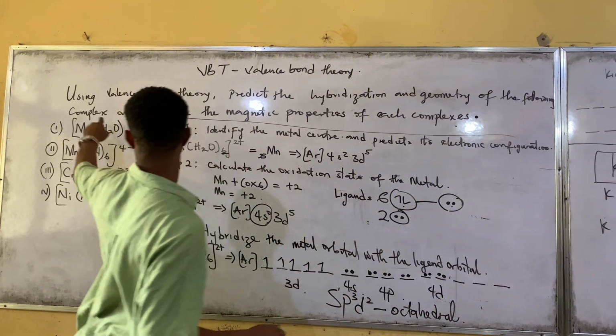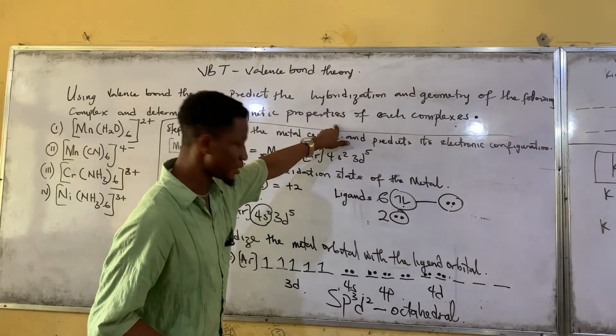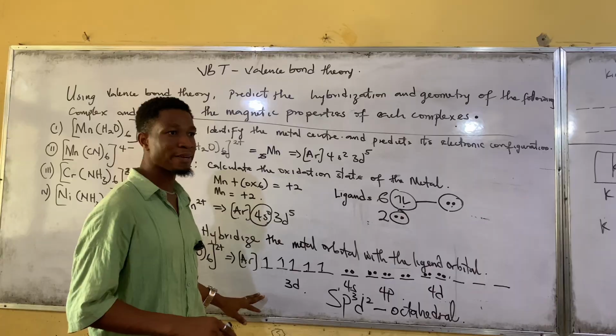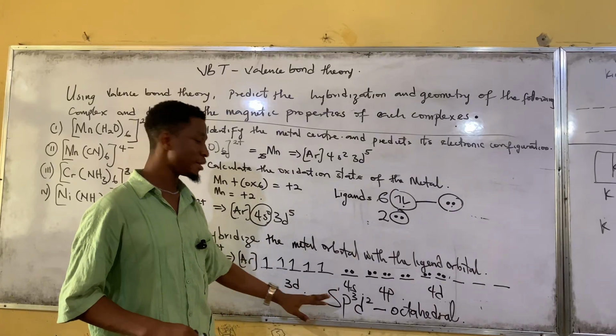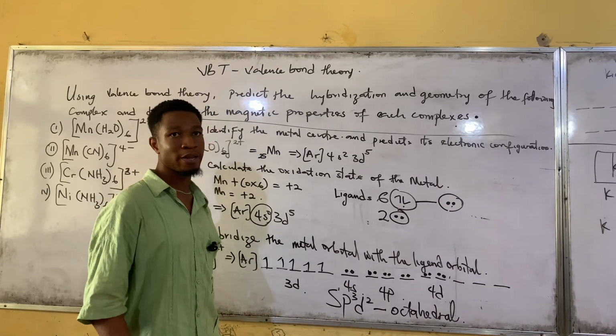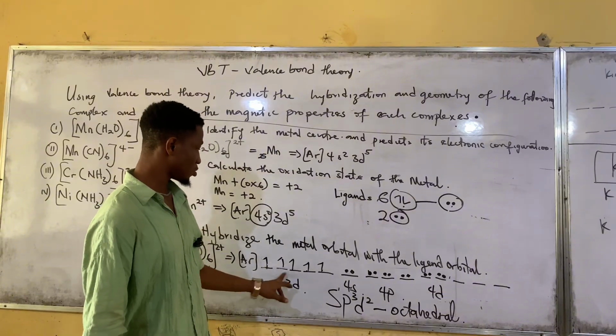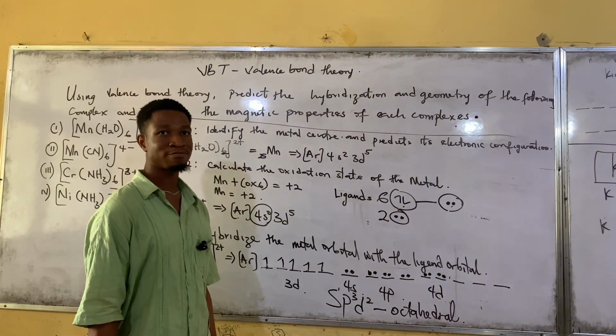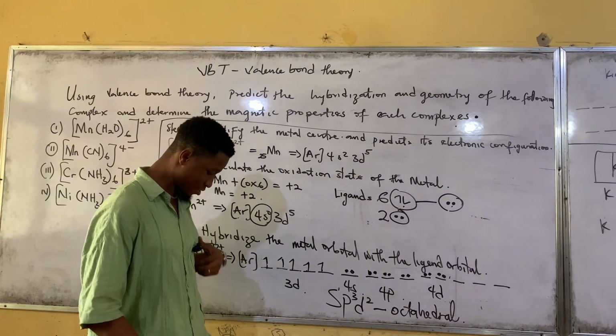Then what's the next thing? And then determine the magnetic property. What is this going to be? Is it going to be paramagnetic or diamagnetic? Paramagnetic, because it has 5 unpaired electrons. So that's it. 1, 2, 3, 4, 5. 5 unpaired electrons. Do you understand?